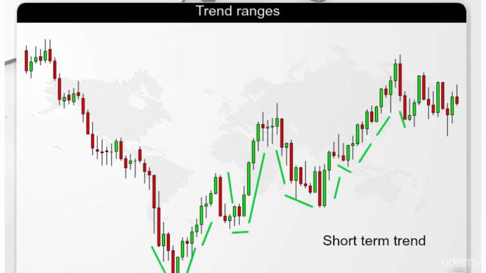Short-term trend. This trend is also called the minor trend. This trend is much more sensitive than the long-term and medium-term trends. The short-term trend is the most volatile of all and is most influenced by the day's news.